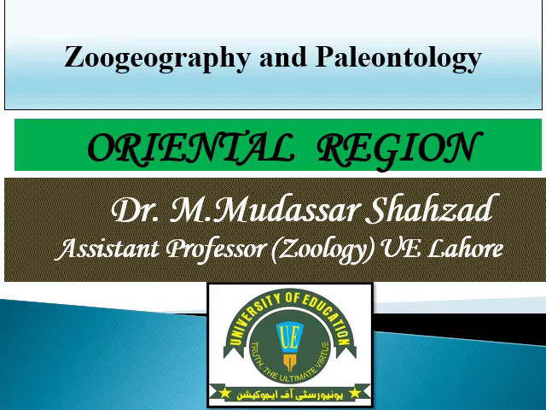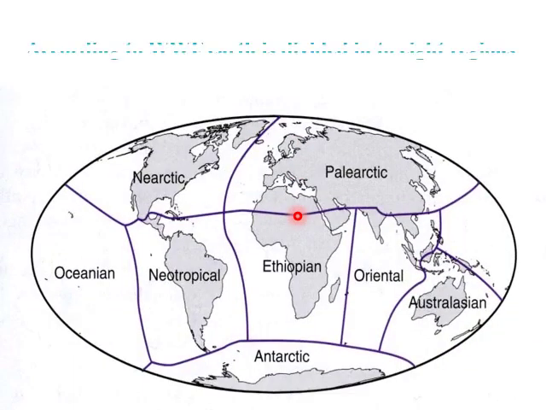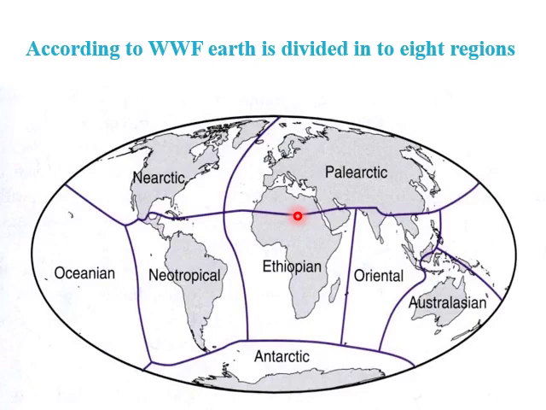Today we will discuss another region, that is the Oriental region, that basically falls in zoogeography and paleontology. According to WWF, there are about 8 different regions on our earth. Here in this map, you can see all of these different regions. But today, we are going to talk about the Oriental region. In this map, you can see that the Oriental region is surrounded by the Palearctic region, Ethiopian region, Antarctic region, and Australian region.